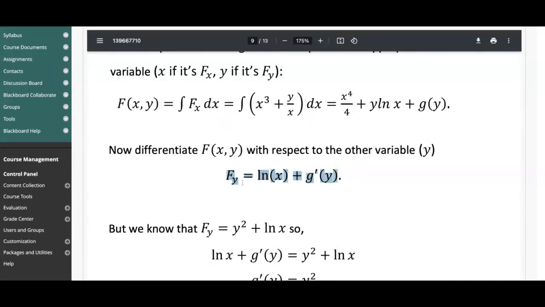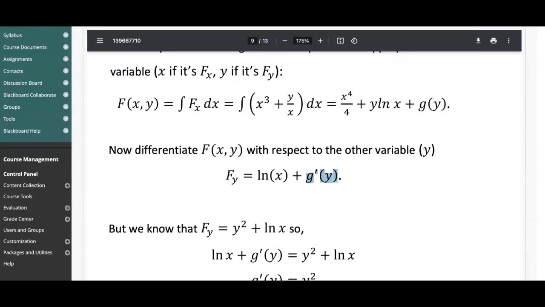So partial f, partial y is just, if you take a derivative of this, partial f, partial y, the x term is constant. So the derivative of this in the y direction becomes 0. And the derivative in the y direction of this is just ln x. The derivative of g of y is just g prime of y.